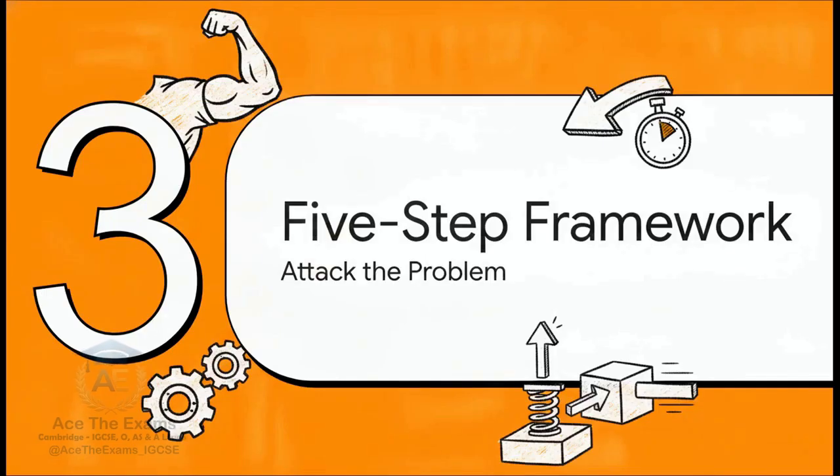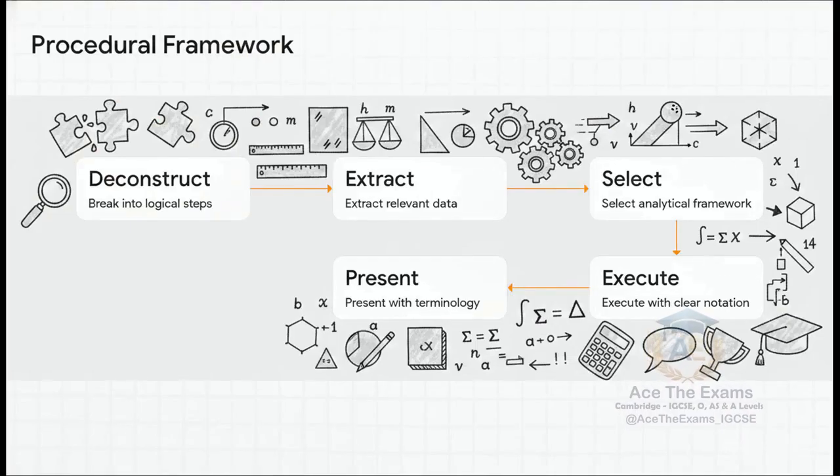So how do we actually execute that in a high-pressure exam setting without crashing? Let's move to Section 3, the 5-step framework. This is your procedural methodology. Think of it as a foolproof step-by-step algorithm to attack any energy, work, and power problem. Here is your base code. Step 1, deconstruct the question. Parse the prompt and break it into logical parts.